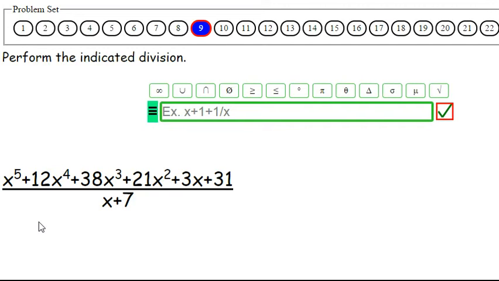Actually, didn't we already do this problem? I think it's quiz time. You ought to be working this out. Quiz time. 12x to the 4th plus 38x cubed plus 21x squared plus 3x plus 31. And that's going to be all over x plus 7.